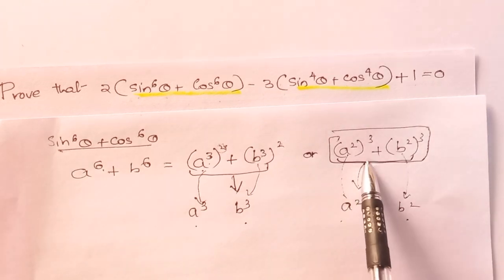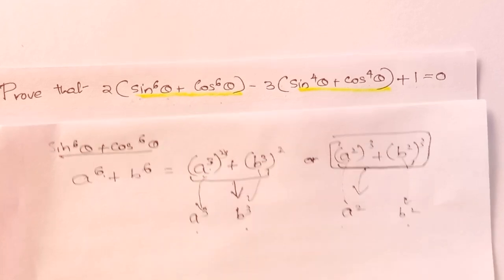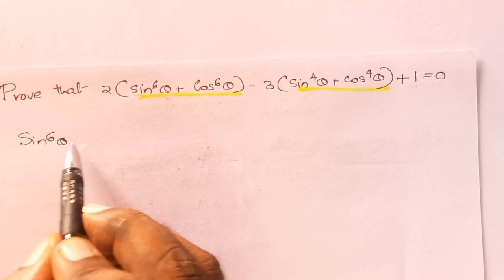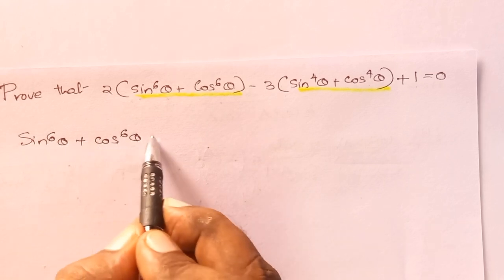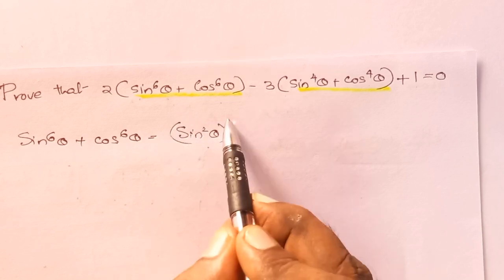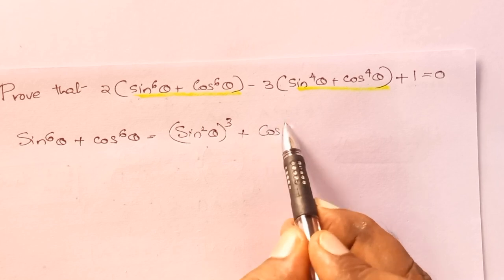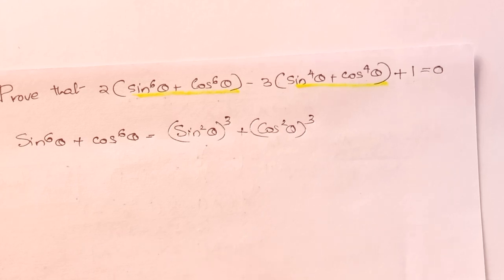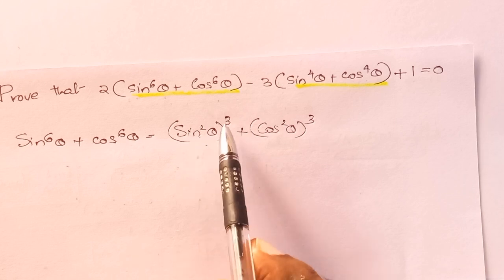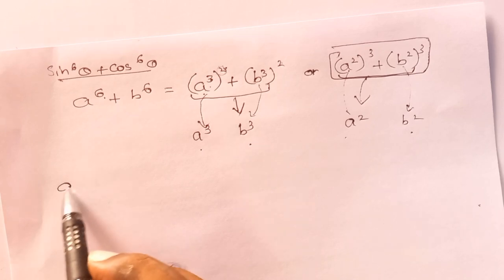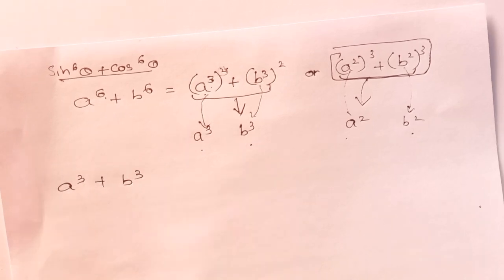So when you use this option for the first bracket, what happens? Let us see. The first bracket is sin raised to 6 theta plus cos raised to 6 theta. It can be written as sin square theta the whole cube plus cos square theta the whole cube. Now here we have another issue, which is nothing but it looks like a cube plus b cube.